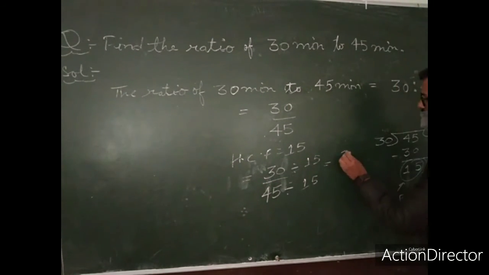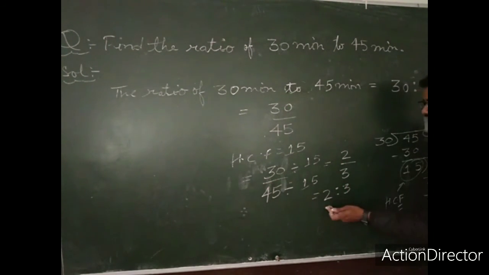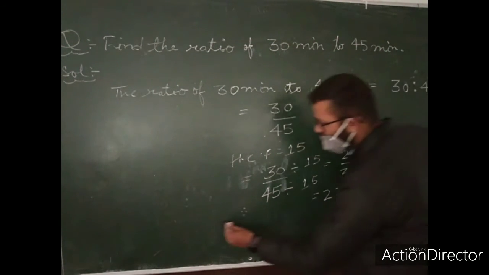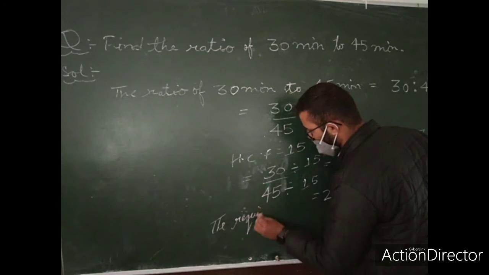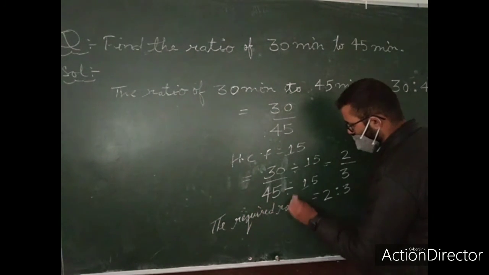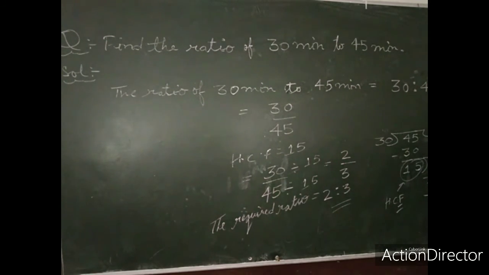Then we get 15 into 30 is 2 and 15 into 45 is 3. In the ratio we write 2:3. So 2:3 is the required ratio. So here we write the required ratio is equal to 2:3.